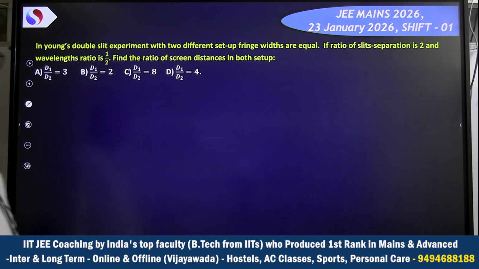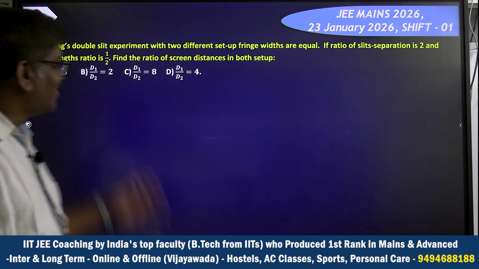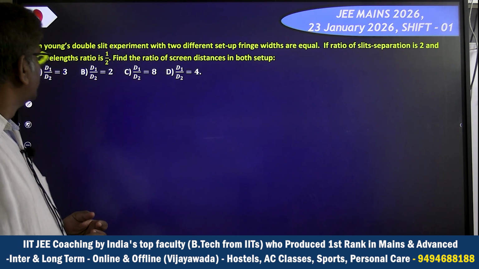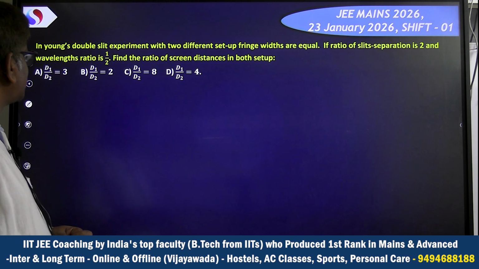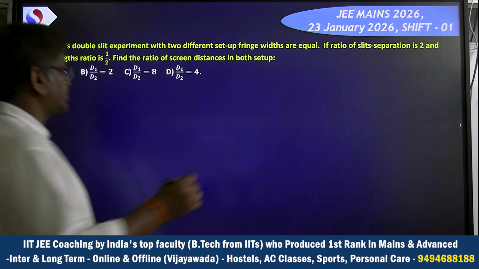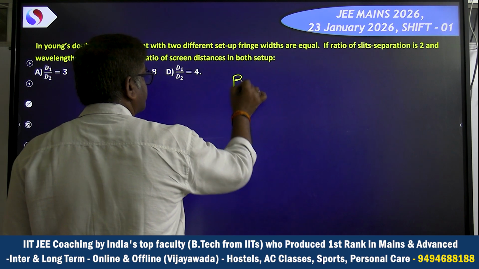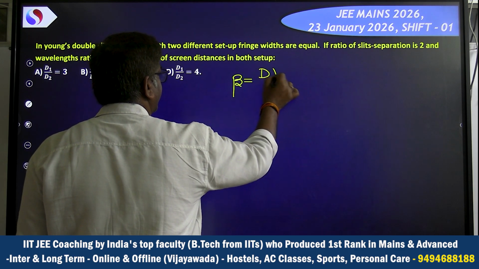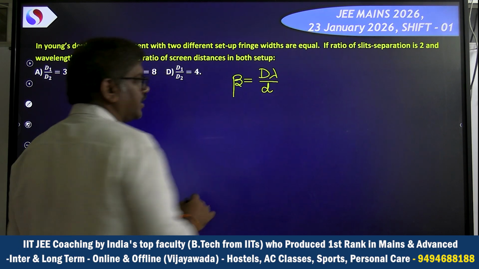In double slit experiment, I was talking about 11th. Now the question is from 12th. Young's double slit experiment with two different setups, fringe widths are equal. So what is the expression of fringe width? Fringe width beta is given to you as d lambda by d. Okay, this is the expression.